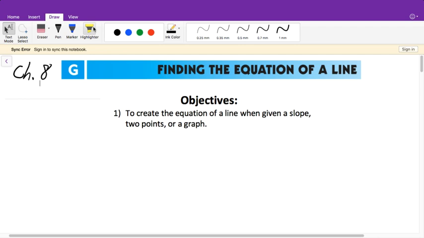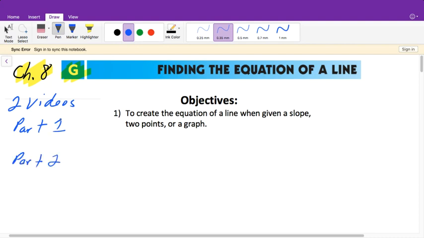All right, so we are now moving on to the last section of this chapter, and we're still in chapter 8, section G. This section is going to be broken up into two different videos. We will have this video, part 1, and then we will have another video, part 2, which will be due on a separate day.